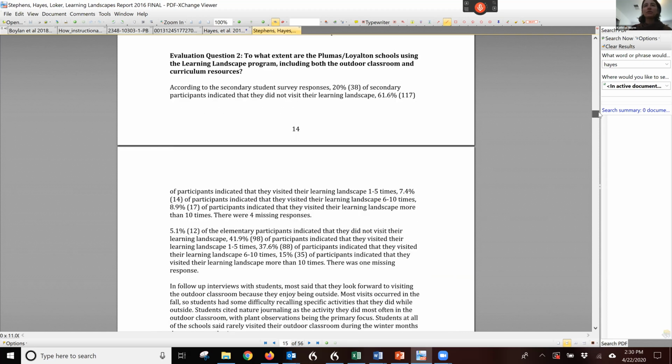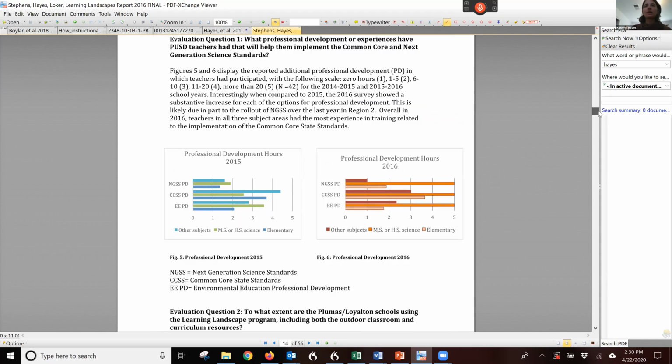This is an evaluation report that I did with a colleague of mine about an environmental education institute. So you can see here that this first thing I want to show you, first of all, has a research question attached to it. Okay, what professional development experiences did teachers have?